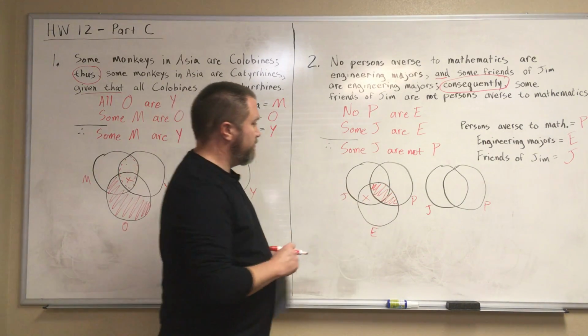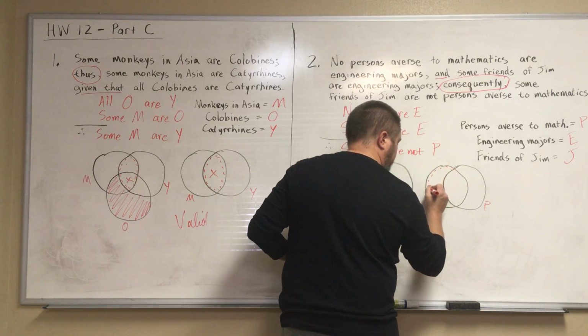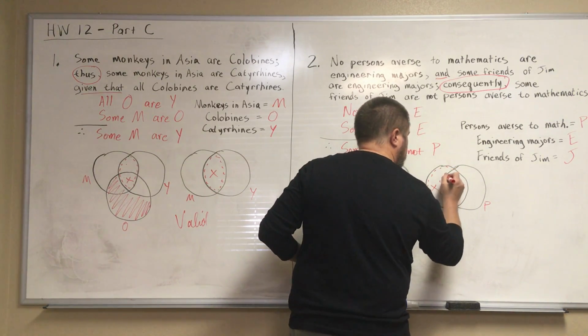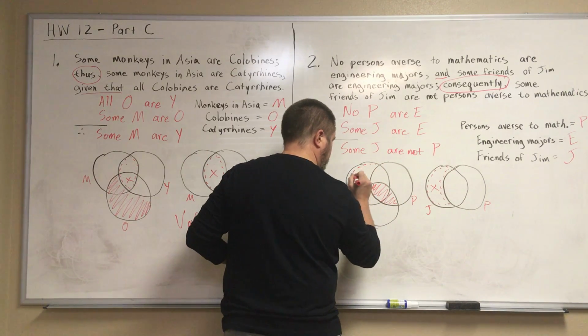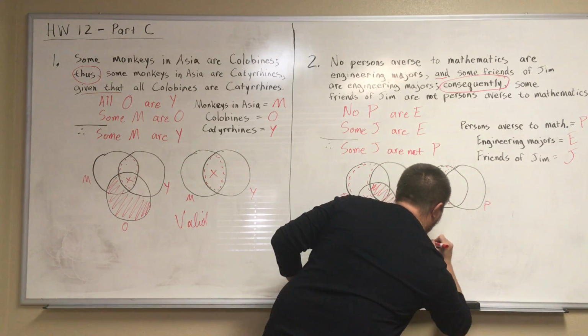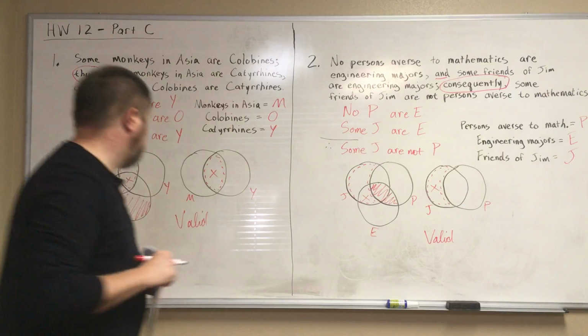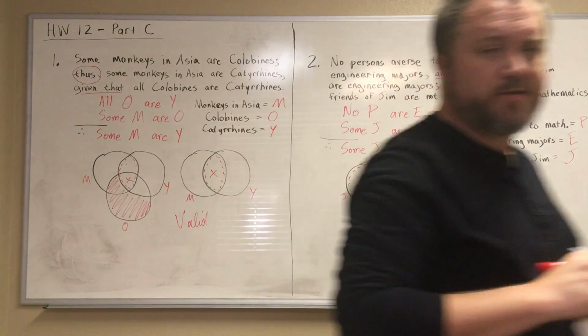The conclusion is some J are not P, so we're just looking for an X somewhere in this area. And we have it. So that one also is valid. If you have any questions, shoot me a message.